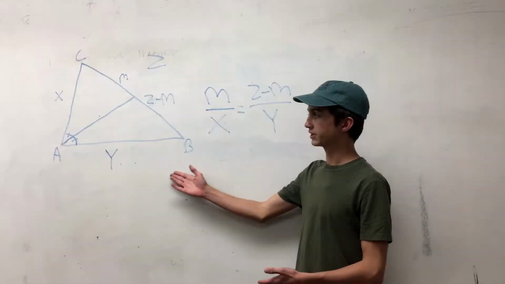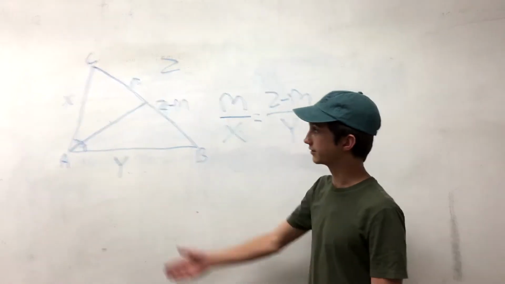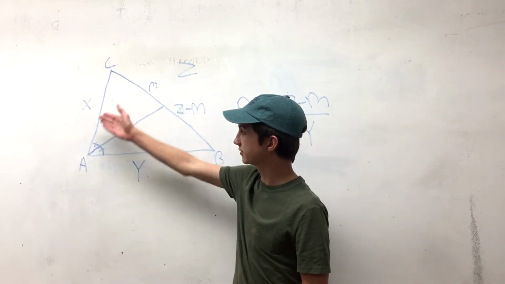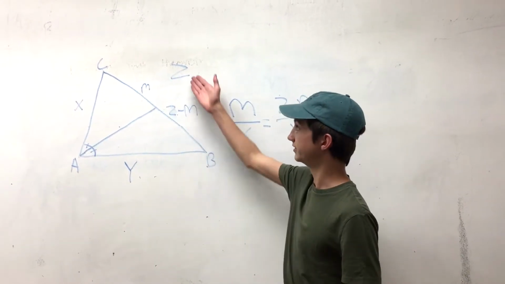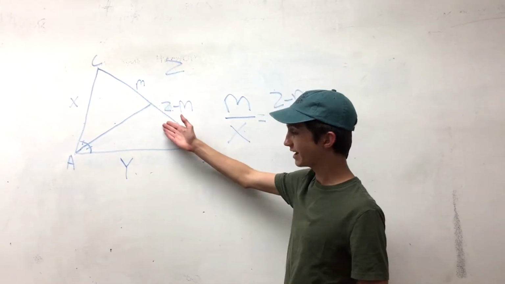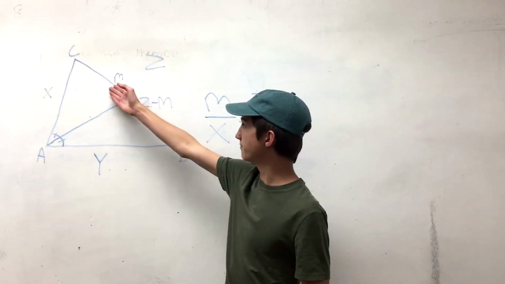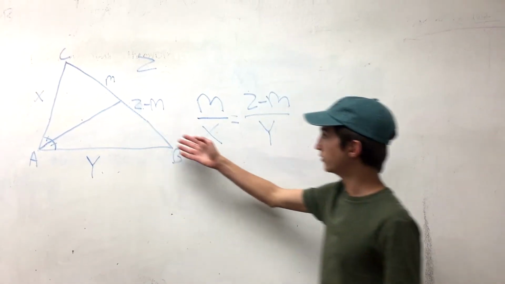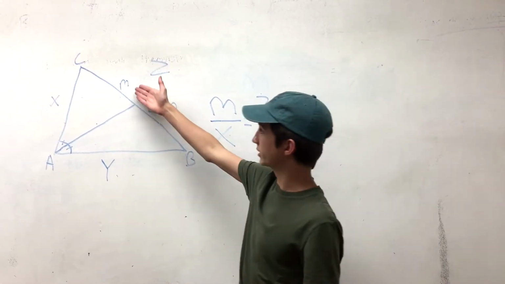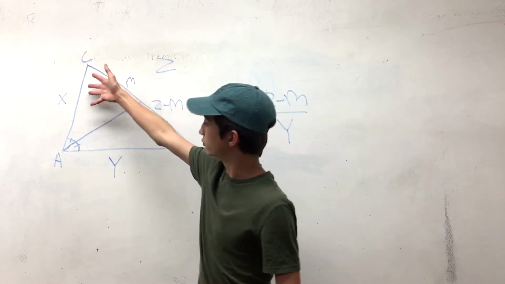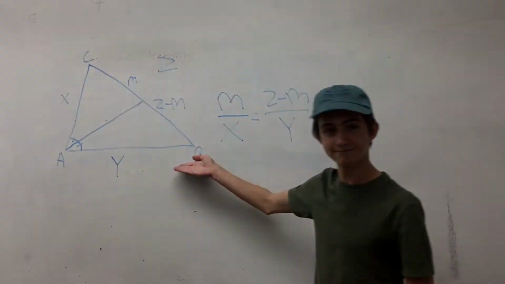Here is an example of the angle bisector theorem using variables. As you can see, the side length of AC is x, the side length of AB is y, and the side length of CB is z. The segments that the angle bisector divides the opposite segment into are m and z minus m. Now, this expression is shown in this ratio, which shows that the ratio of this segment to AC is the same as z minus m to AB.